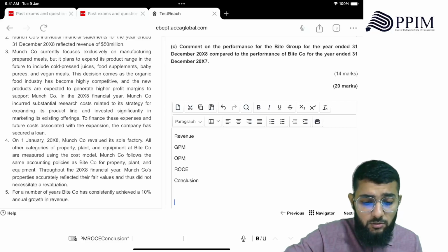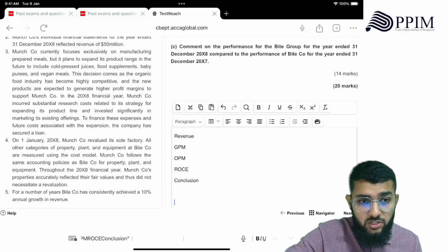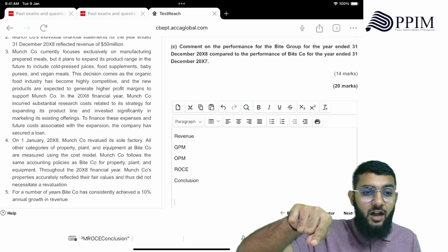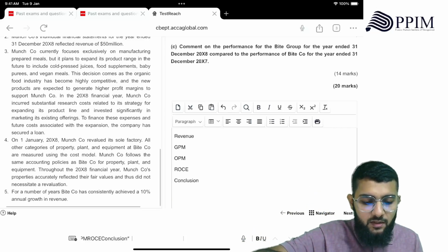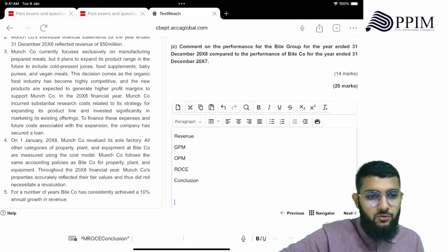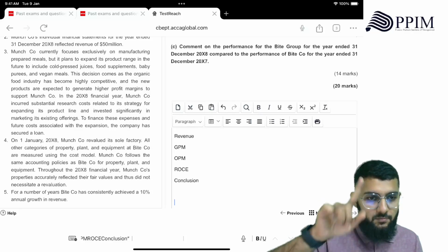Fourth one talks about revaluation, how the revaluation policy is going to change the profit and how that's going to impact the ROC, right? And then for a number of years, Bytequest considered achieving a 10% annual growth in revenue. That was not achieved, so that's a problem, right? You have to indicate that.